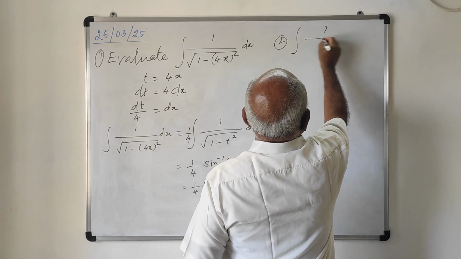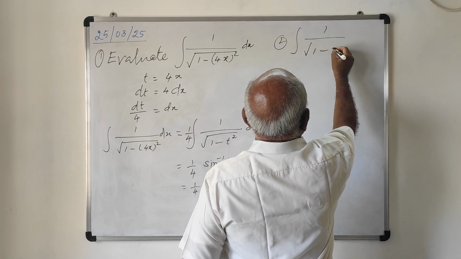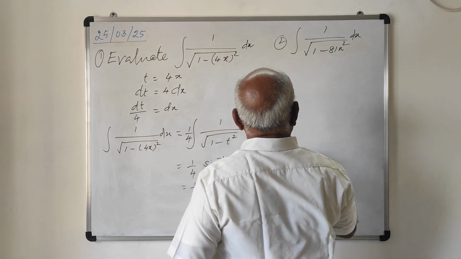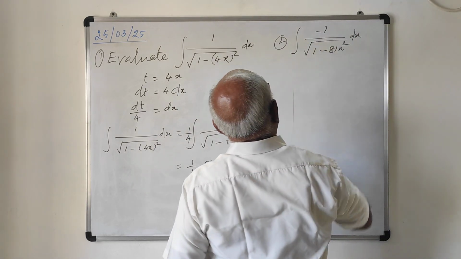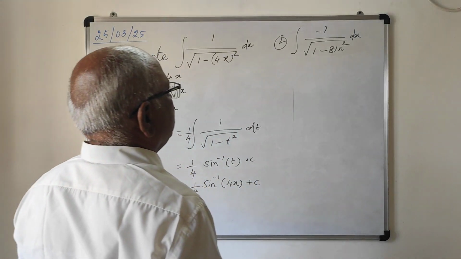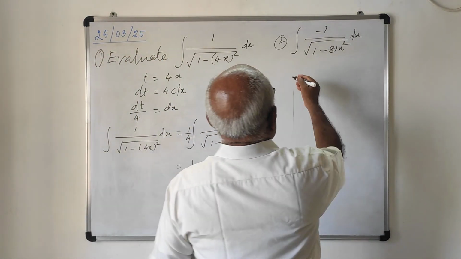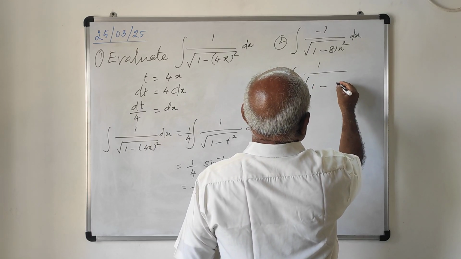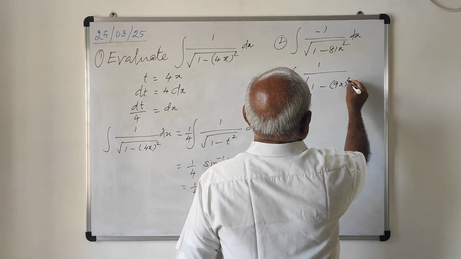Similarly, one more example. Evaluate the integral 1 by root of 1 minus 81x square dx. This is minus 1 by root of 1 minus 81x square dx. You can take that minus outside the integral, and 81x square can be expressed as 9x whole square dx.